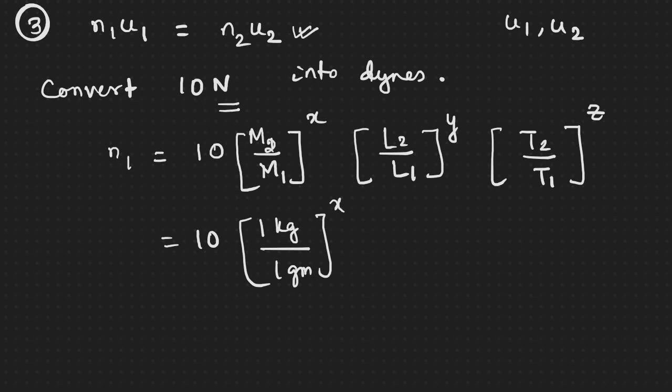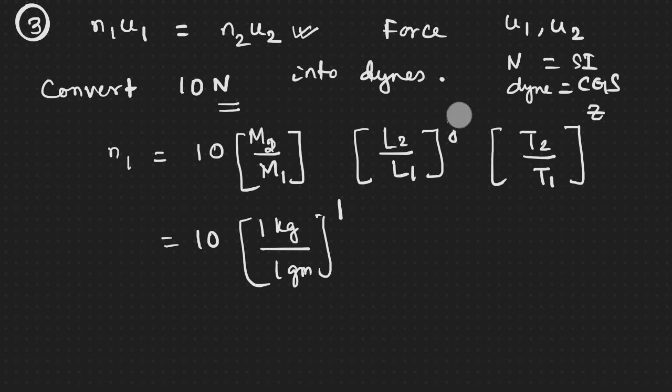Okay. Now we know that X, Y, Z will be replaced by the dimension of force. Why so? Because all are in Newton and dyne. What is Newton? Newton is in SI and dyne is in CGS. But what is the unit? It is the unit of force. So rather than writing XYZ, we can simply write it as, so I am erasing it, XYZ is not needed.